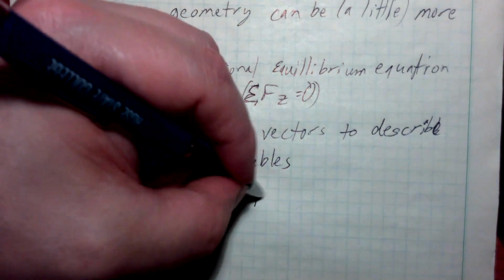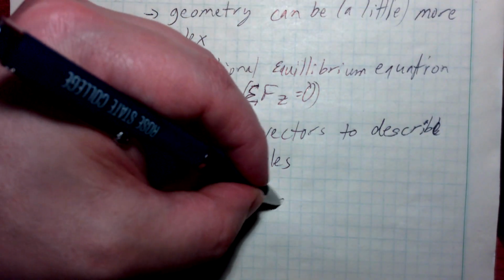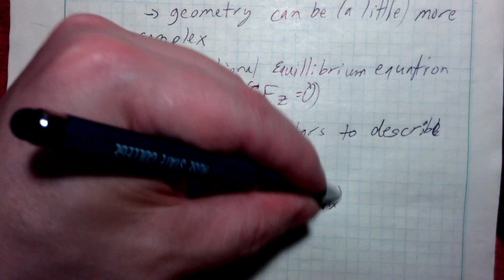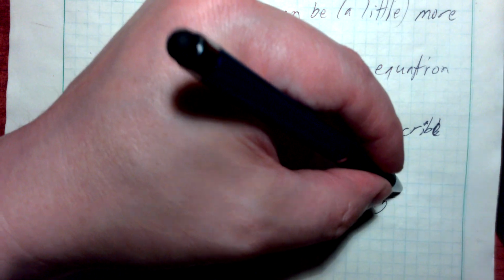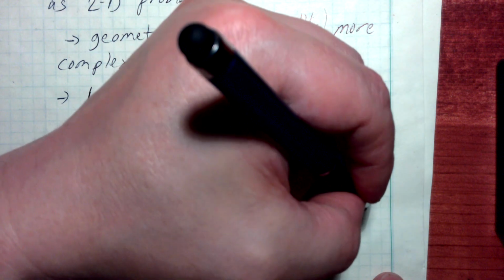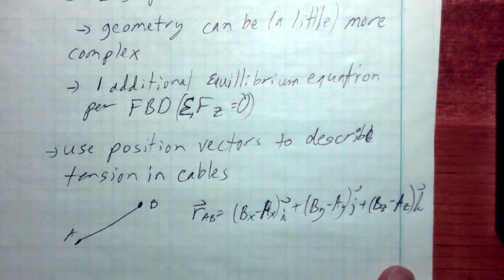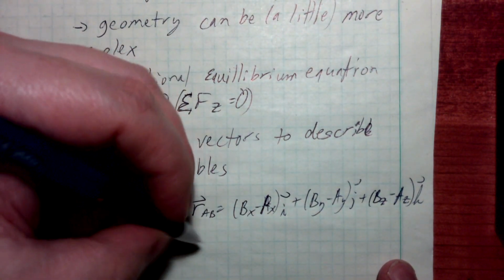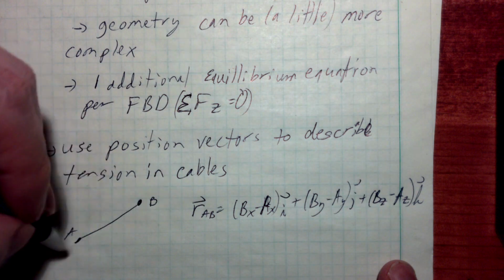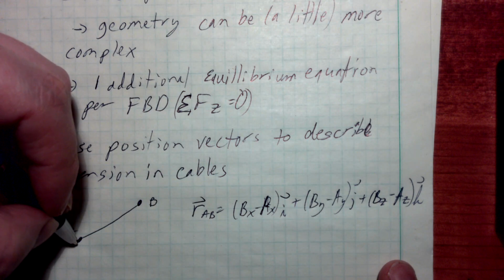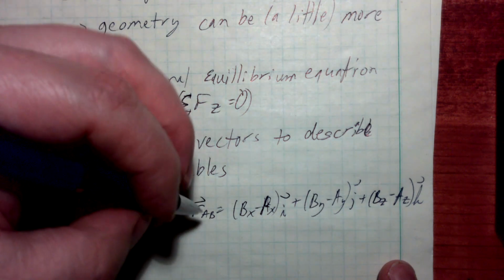then I'm going to write a position vector R_AB. That's where you've got bx minus ax plus by minus ay plus bz minus az. All right, so that gives you a vector that describes the direction between these 2 points, as long as you're talking about the tension going from A to B, so to speak.